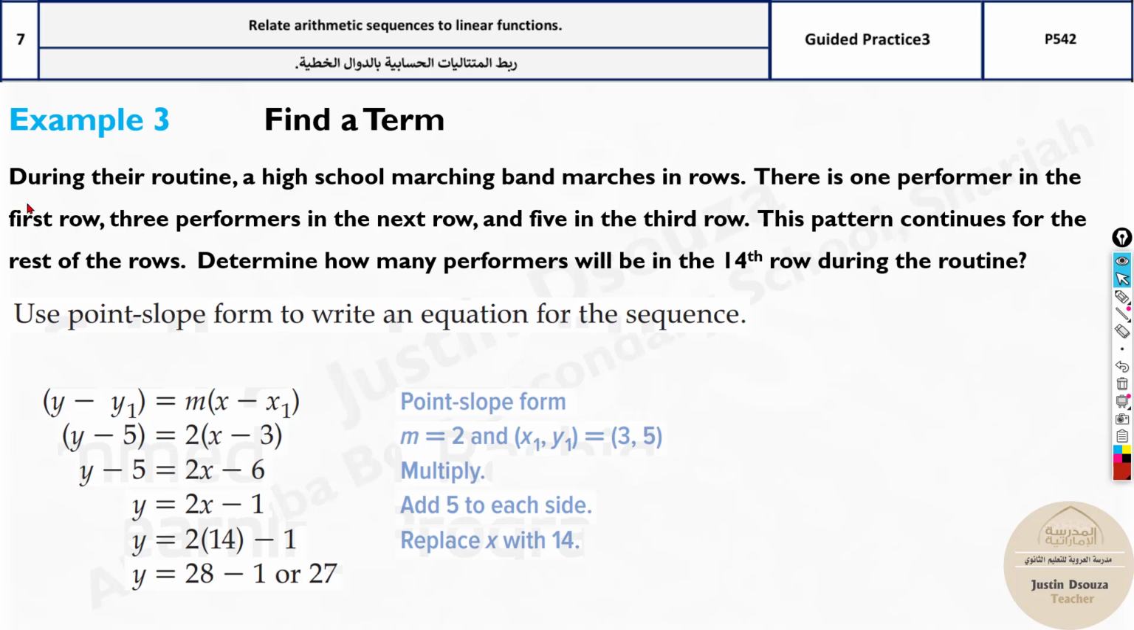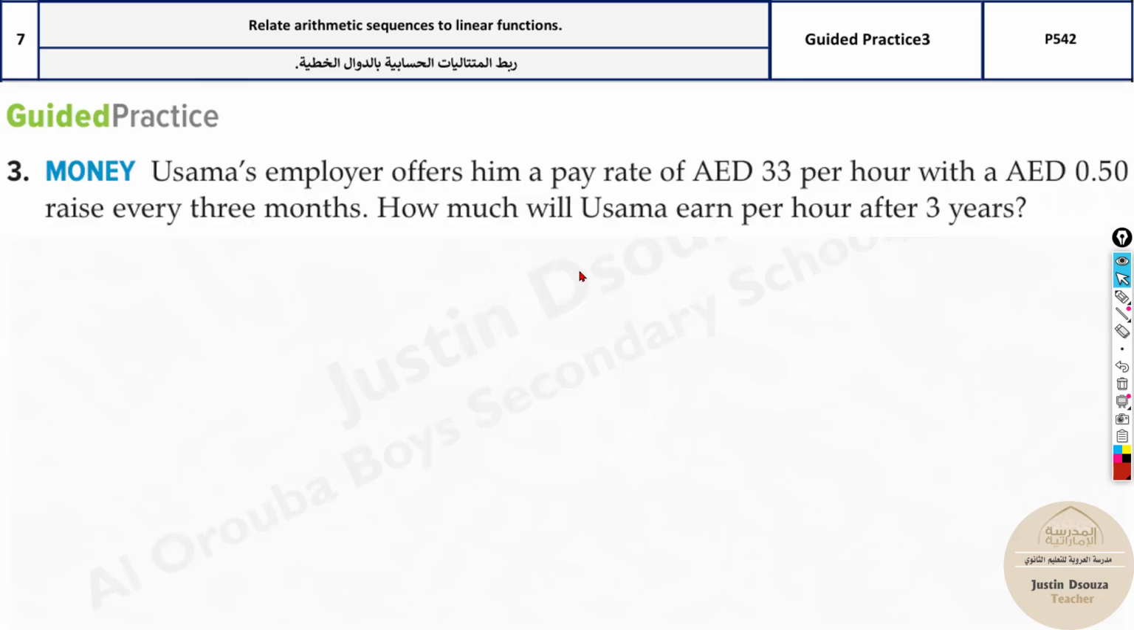So very simple. But now look over here. They have clearly mentioned the first row, that is A1. It is 1. A2 is 3. A3 is 5 and so on. What about this one? About money. Usama's employer offers him a pay rate of 33 dirhams per hour with a 0.5 raise every 3 months. How much will Usama earn after 3 years?